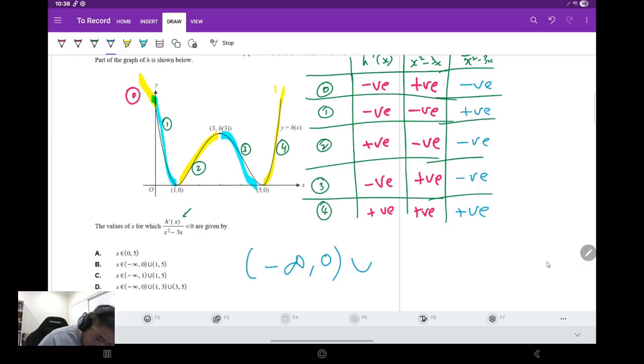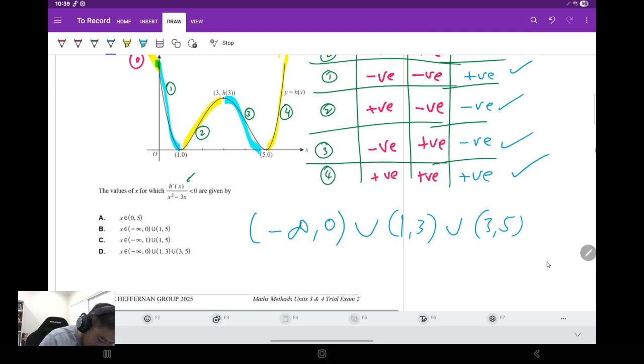Now it looks like it'll be positive here. So that means that section's done. And then section 2 will be negative, from 1 to 3. So section 2 is negative. That's done. Section 3 is also negative, so that means union 3 to 5. And the last one is 5 to infinity, which means that it's positive, which means that one stays as such.